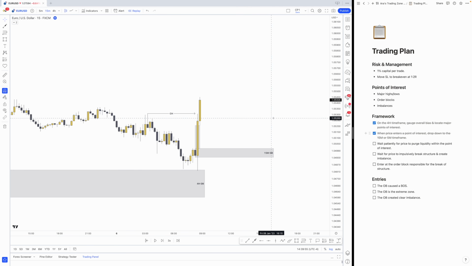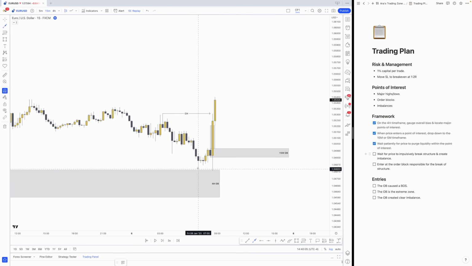Okay, so let's head back to the checklist. Wait patiently for price to purge liquidity within the point of interest. We certainly did that because you can see that right here we created a low and then price violated that low to tap into the order block. Okay, so that's the liquidity grab right there. Next, we have wait for price to impulsively break structure and create imbalance. As we just mentioned, that's exactly what happened here. So let's check that off as well. And now we can move on to the next and final step, enter at the order block responsible for the break of structure. Well, we've already identified that this is the order block.